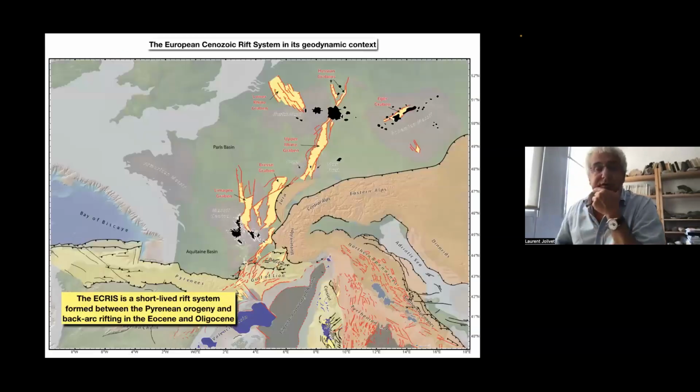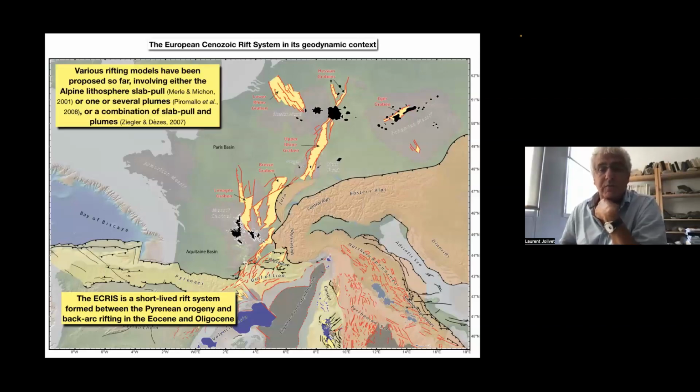So the idea is to try to understand the European Cenozoic rift system. What are the geodynamic causes of this short rifting event, starting sometime in the late Eocene and running during the Oligocene? So it's short, and it didn't lead to a major extensional phase. It's a slow extension during a short time.